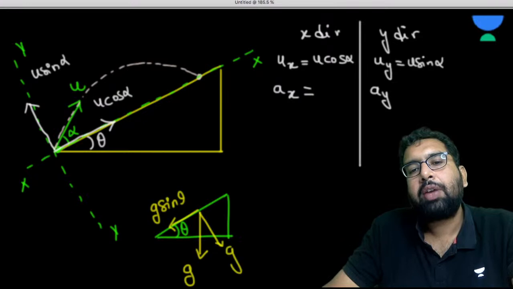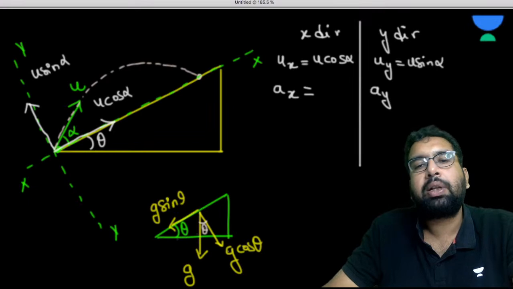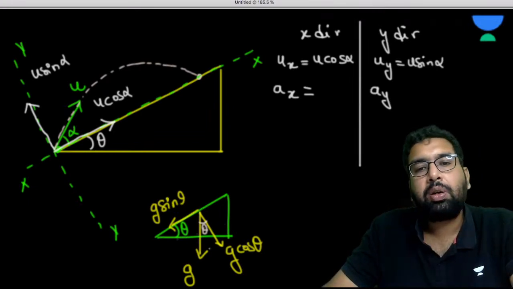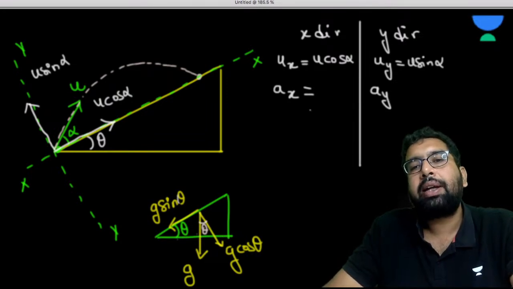How come, sir? We have dealt with it in the resolution of vectors also. If you remember, if this is theta, this is 90, this is 90 minus theta. So in the direction of theta, it goes like g cos theta, and in this direction it goes like g sin theta. Now what is ax? It is going to be minus g sin theta.